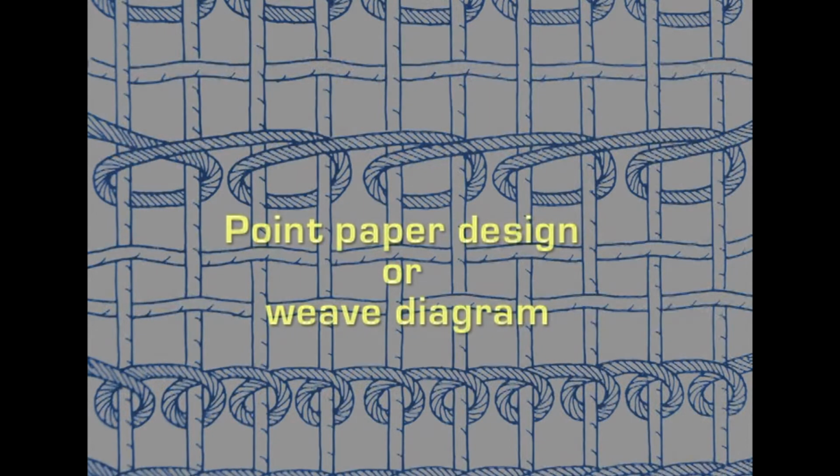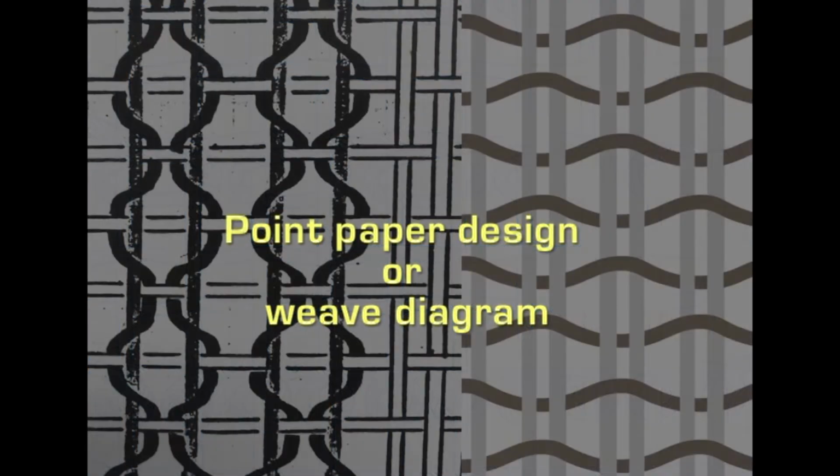The type of interlacement, how it should come, is usually plotted on a graph paper in order to help the weaver, and this graph paper is called point paper design or weave diagram.